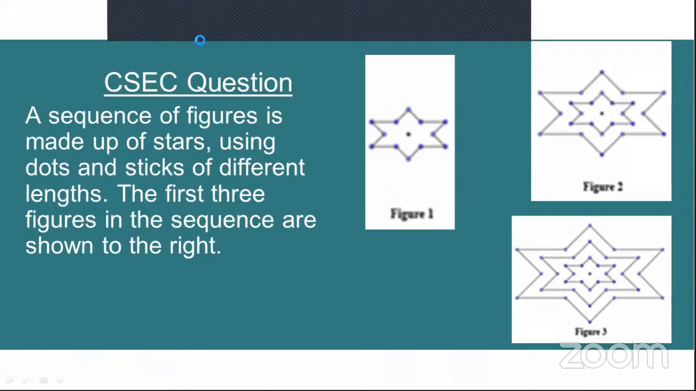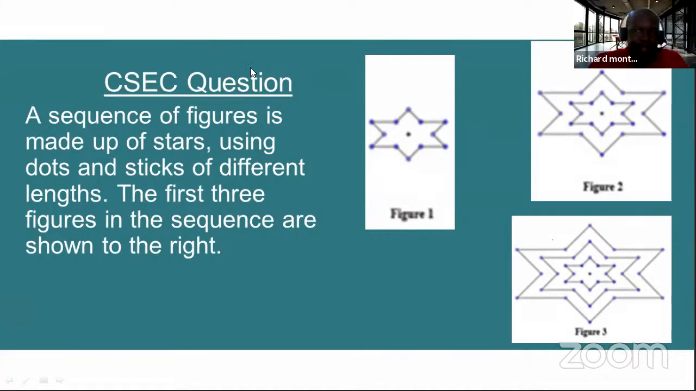All right, good afternoon again, students. And we're looking at this. It's another CSEC problem. Now, it states a sequence of figures is made up of stars using dots and sticks of different lengths. The first 3 figures in the sequence are shown to the right.